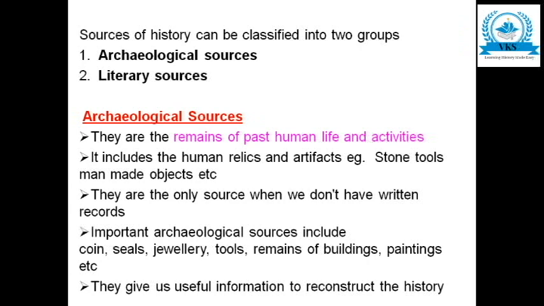So sources can be classified into two groups, archaeological sources and literary sources. Archaeological sources are the remains of past human life and activities. It includes the human relics and artifacts like stone tools, man-made objects, etc. They are the only source when we don't have any written records. Some important archaeological sources are coins, seals, jewelry, tools, paintings, etc. They give us useful information to reconstruct the history.